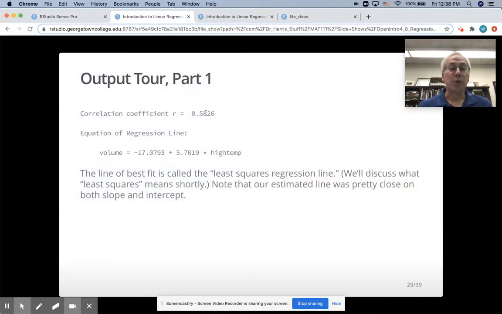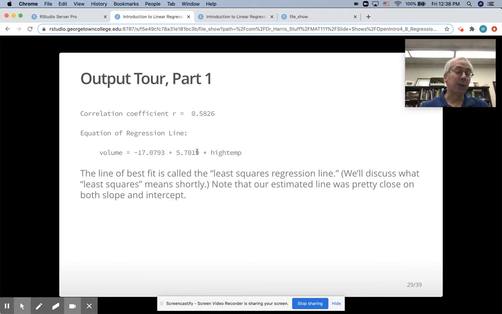Correlation matches what we had before, 0.5826 to 4 decimal places. And the approximate regression line we came up with is actually pretty close to the real thing. It's negative 17.08 to 2 decimal places. And this is not far off at all. This 5.702 if we rounded versus 5.703. So we came up very, very close.